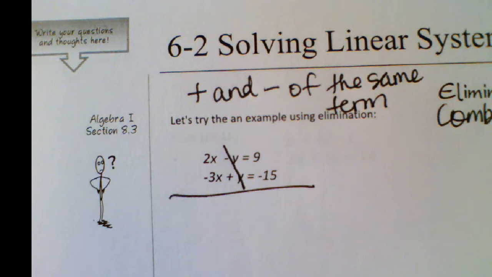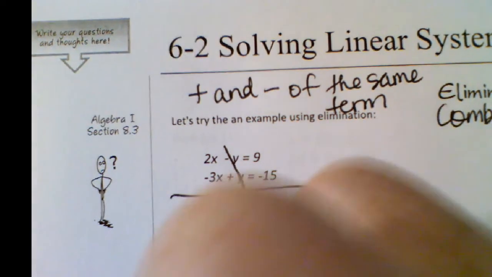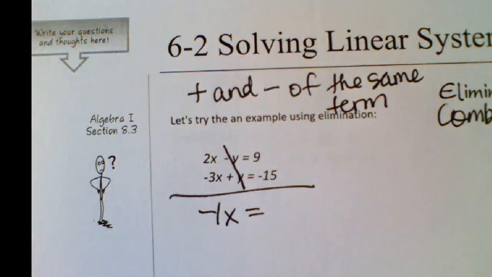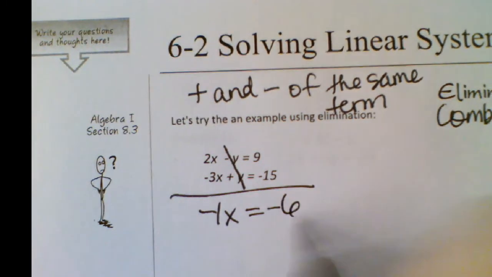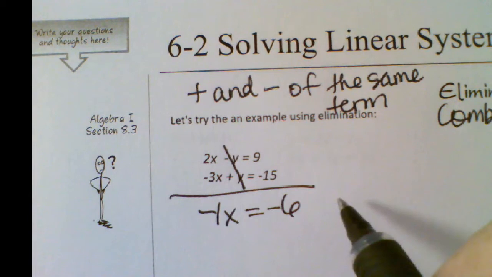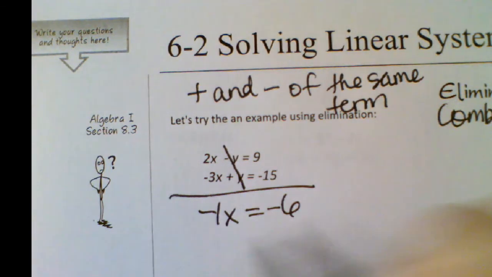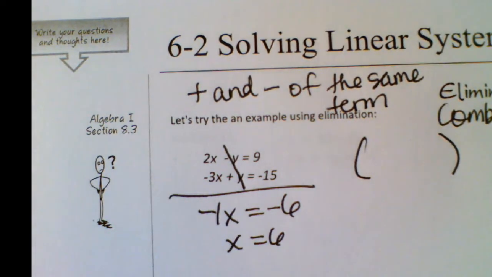So what is 2x minus 3x? Don't get this wrong. It'd be really embarrassing. Negative 1x equals, and 9 minus 15 is negative 6. Do I have x by itself? Kind of, sort of, yeah. So x equals 6. Remember to always write your answer as a coordinate pair. Kind of reminds you that you need both parts.